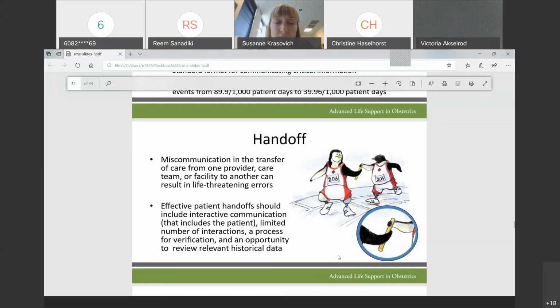Effective patient handoffs should include interactive communication. Ideally, that includes the patient. There should be a limited number of interactions, a process for verification, and an opportunity to review relevant historical data.